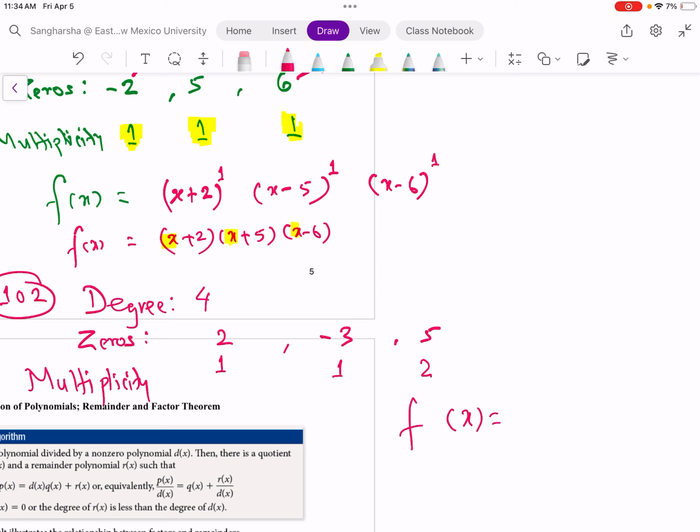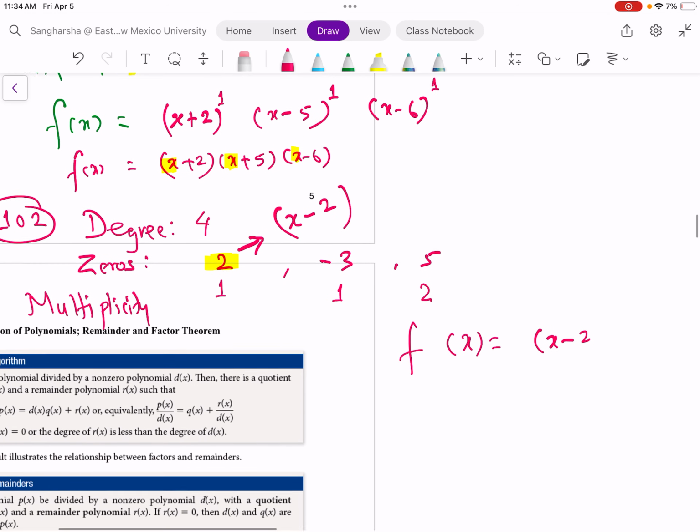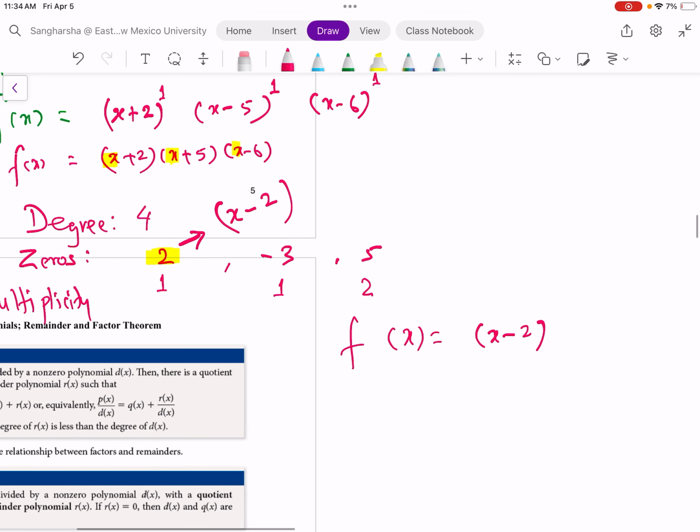Now let's take 2 as a 0. If 2 is the 0, what is the corresponding factor? x minus 2. So we're going to write x minus 2 here. Now where do we write this multiplicity? This 1 is the exponent of this factor.